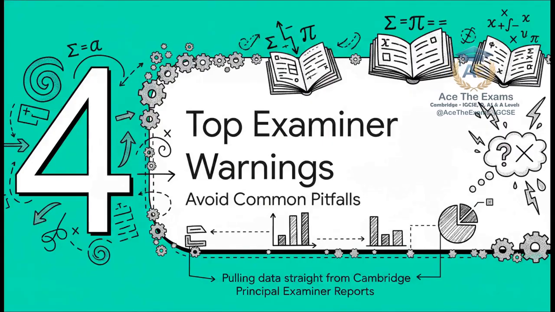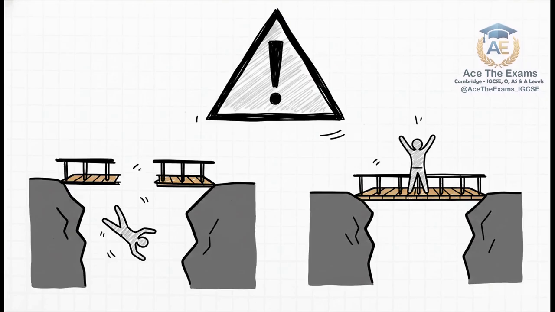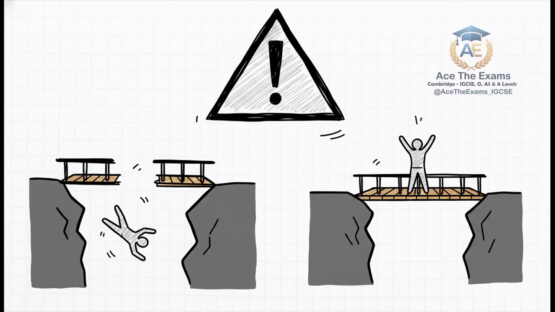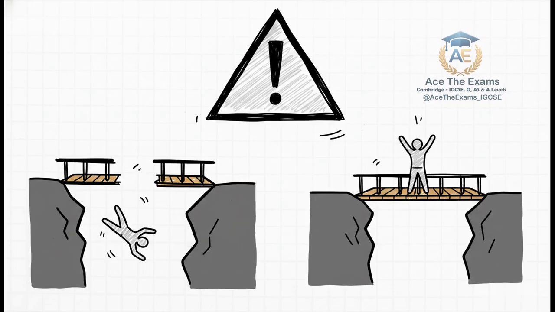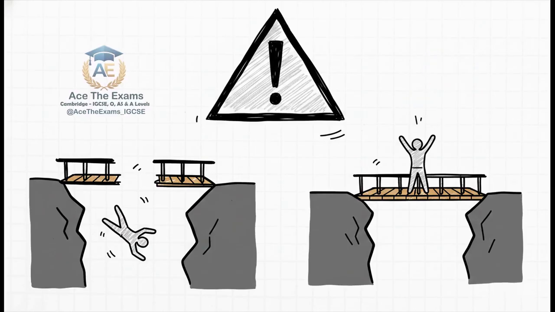Moving swiftly to Section 4, Top Examiner Warnings. This is the most critical intel we have, straight from the source. Examiner alert, listen to me very closely right now with intense focus, because this is the ultimate optimization tip to prevent unnecessary point deductions. We are mining this directly from the Cambridge Principal Examiner reports. The data reveals that candidates consistently confuse cause and effect in their terminology and their working. You absolutely must explicitly show your working.